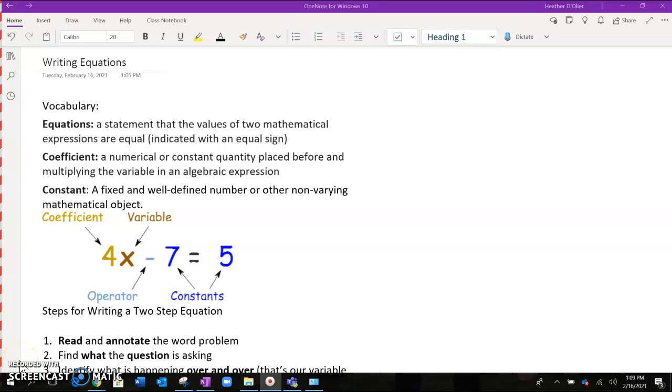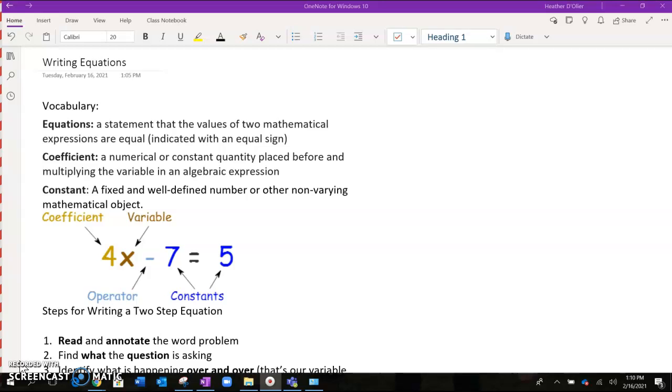So we learned about writing equations in math. In case you missed it, here's some info. We still have some of the same, or some new words, but some of the similar vocabulary. Equations, the whole unit topic that we're going over right now: a statement that the values of two mathematical expressions are equal.